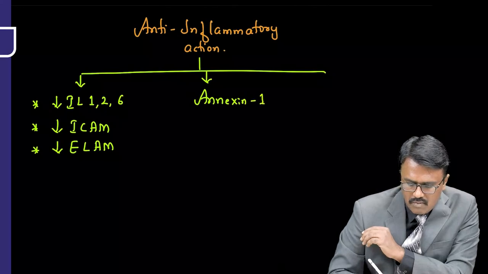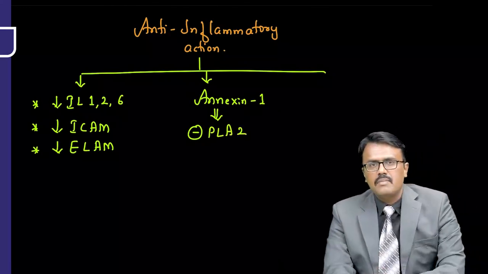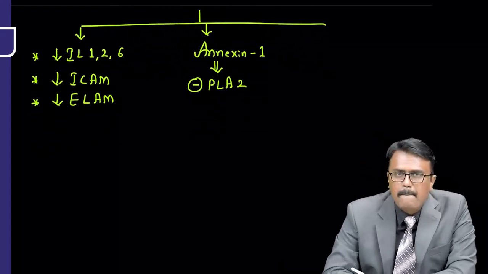Now, what does annexin 1 do? It inhibits the enzyme phospholipase A2. Sir, what is the role of it? Let me explain that here.